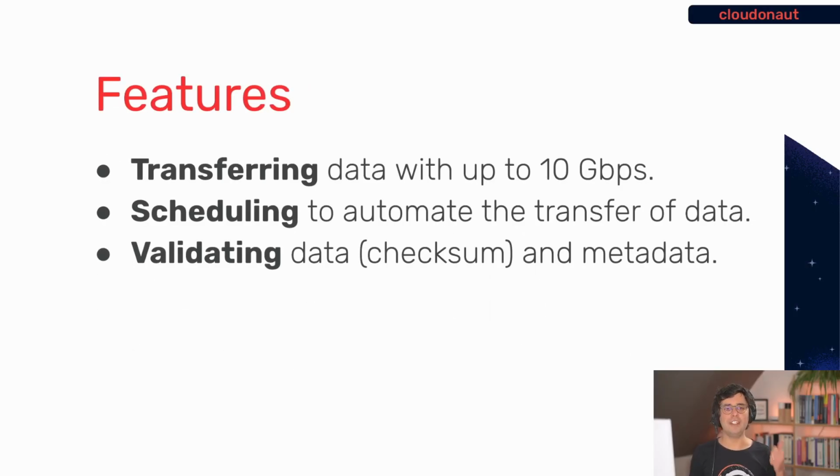What are the key features of DataSync? First of all, AWS DataSync is optimized to transfer your data at high speed, no matter if it's within AWS or over the internet. It's optimized to transfer your data with up to 10 gigabits per second. So that's the first selling point of it, I would say. The second one is you can schedule sync jobs. So for example, once a day or every hour, you can synchronize the data between a source and a destination.